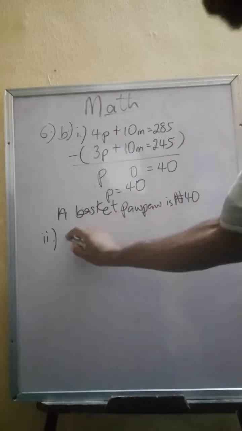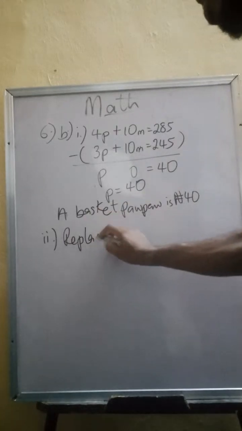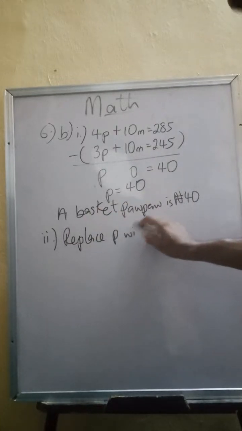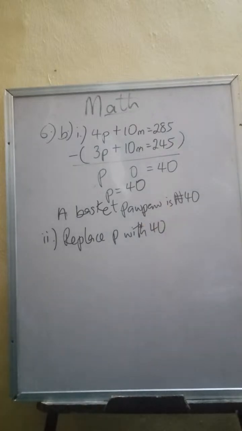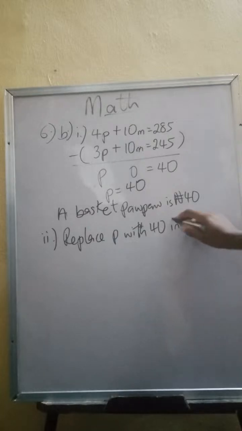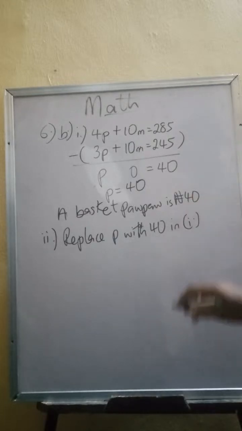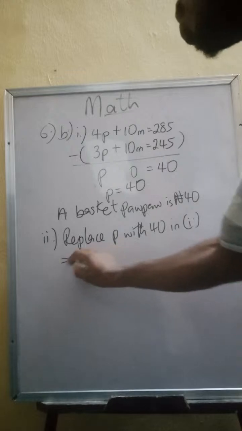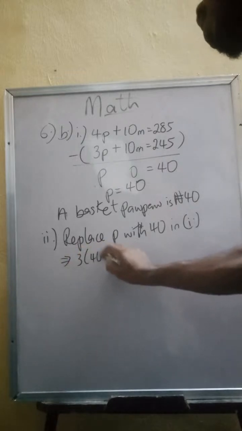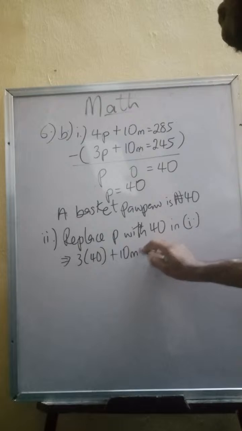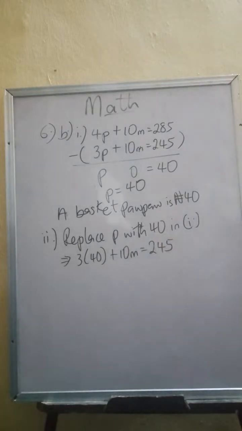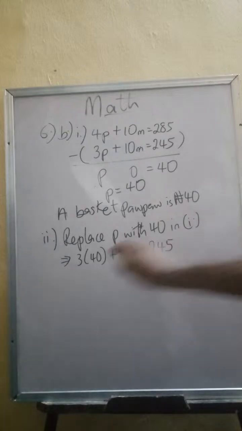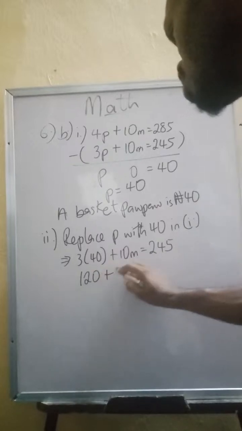So first of all, let's replace P with 40. Replace P with 40 in any of the equations. Let's say equation 1. So that means we're going to have 3 times 40 plus 10m equals 245. 3 times 40 is 120 plus 10m.